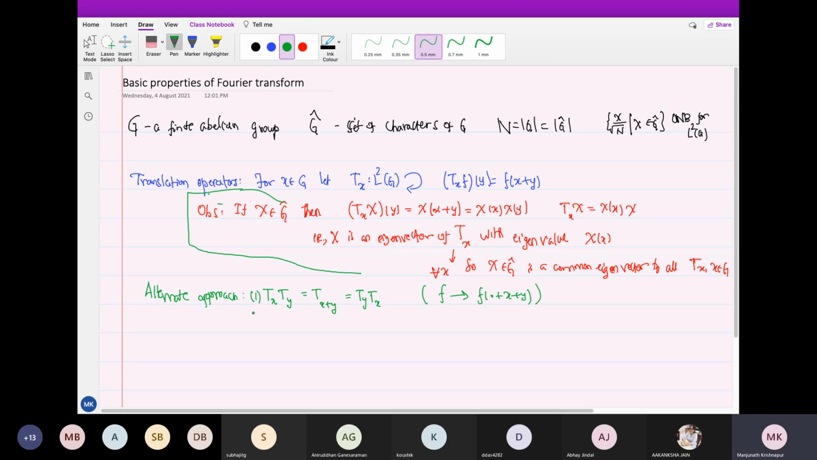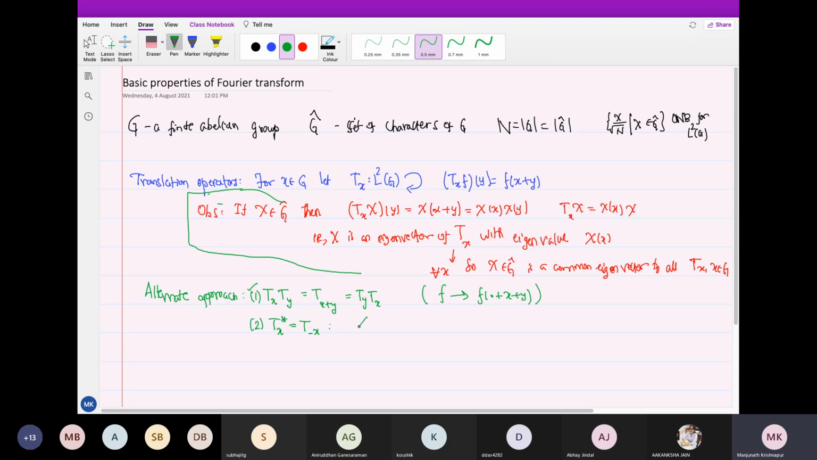Very easy, because this is happening because it's an abelian group. Otherwise Tx, Ty would not be Ty, Tx. Otherwise you will get x, y, z and y, x, z. They are different things, but this is true. Second point is Tx adjoint is T minus x. So this one I hope is clear. I didn't write out a justification, but you just work on any function: Tx, Ty applied to f at z is f of z plus x plus y. That's all it is.